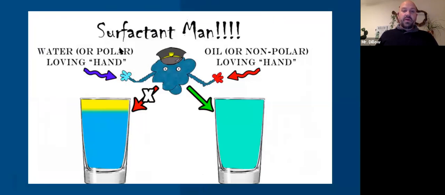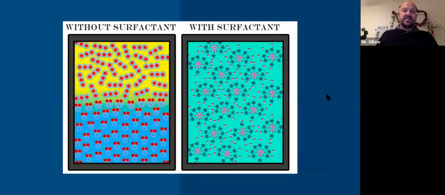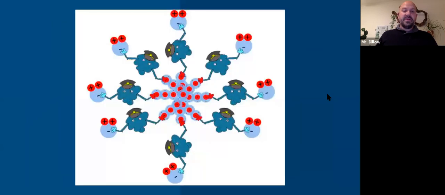And he has a water-loving hand, which we call hydrophilic, and an oil-loving hand, which we call hydrophobic. So he's able to reach between the two and help join water and oil together. That's the way we use soap. It's one of the reasons we use soap to wash our hands.